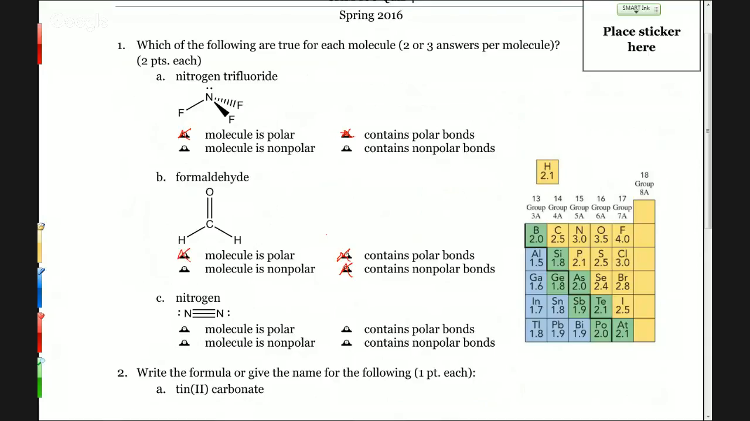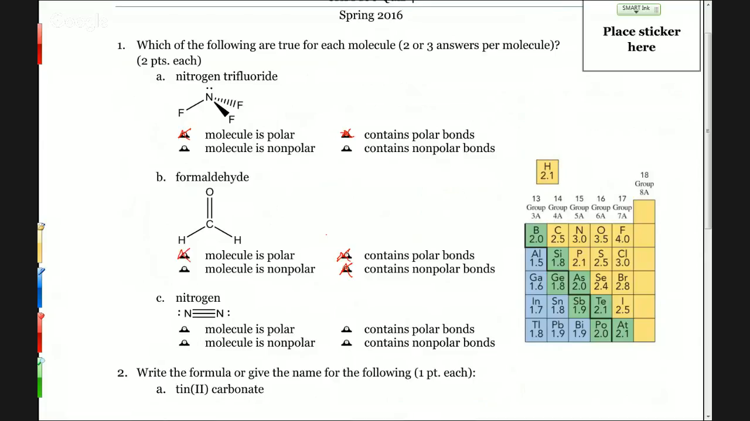Now, a totally symmetric molecule like that, if there were oxygens on all three sides, that would be nonpolar because all the three polarities would cancel each other out. But because two of them are hydrogen, and that's not polar, that doesn't really count. So all the positive is down near the bottom, and the negative is up at the top. So that's a polar molecule as well.